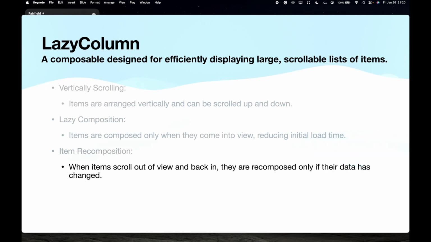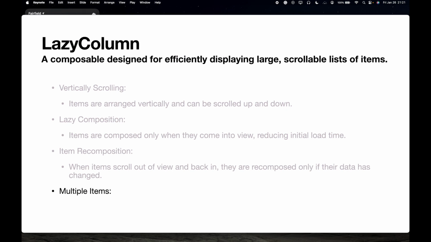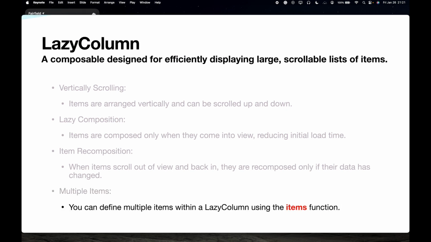Then when items scroll out of view and come back, they are recomposed only if there is any change in the data. Otherwise, no recomposition there. And we can pass multiple items. We can define multiple items in a LazyColumn using a predefined function called items. Let us see how it can be done.